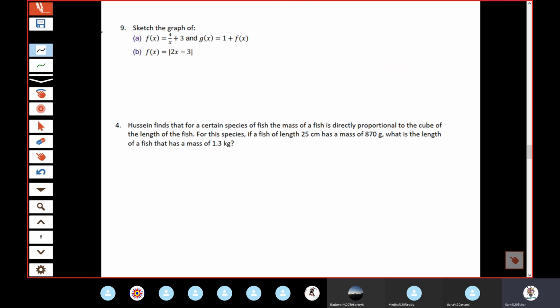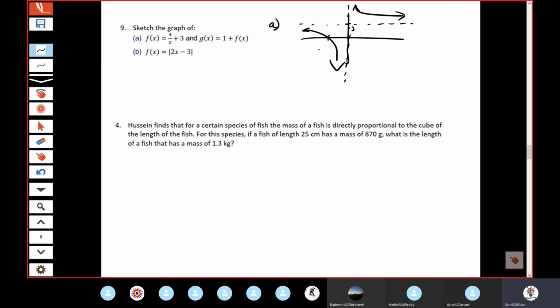Number 9. F of x equals 4 on x plus 3. What is that? What kind of graph is that? A line? No. 4 on x plus 3. Hyperbola. Hyperbola that's been shifted up 3. So it's 4 on x and then plus 3. So a hyperbola shifted up 3. That means your asymptote is no longer at 0, it's at 3. This asymptote hasn't changed, and voila.